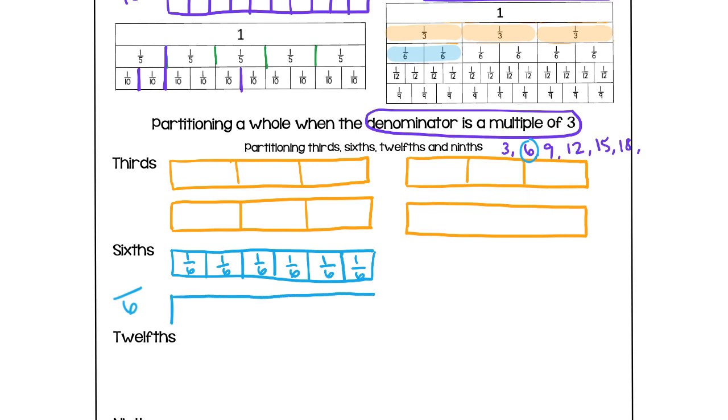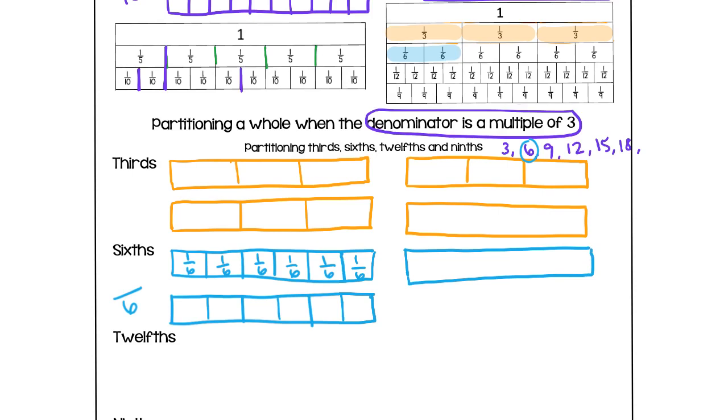All right, let's try it again. One whole, partitioned into thirds, and then I can partition each of my thirds in half to make sixths. I'm going to fix my last one because that one is not a very good sixth. All right, I want you to try it 2 more times.